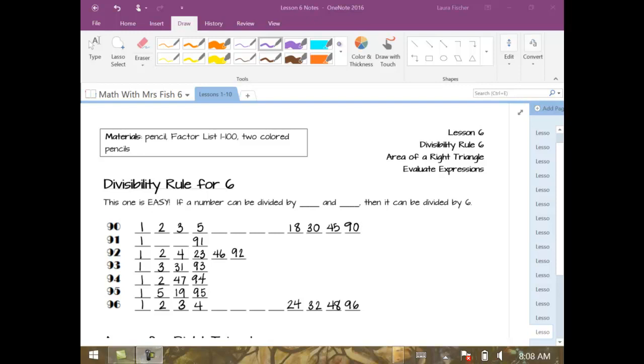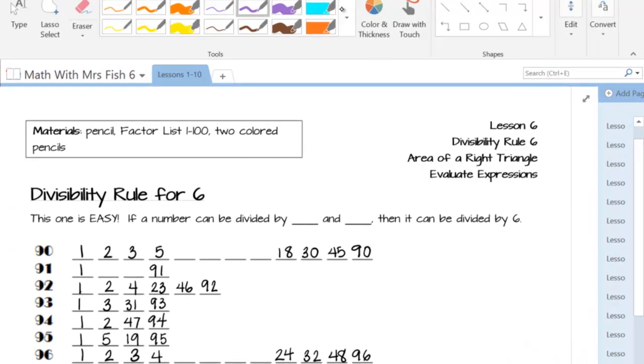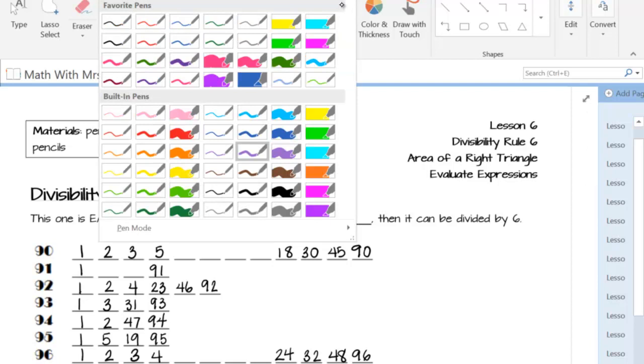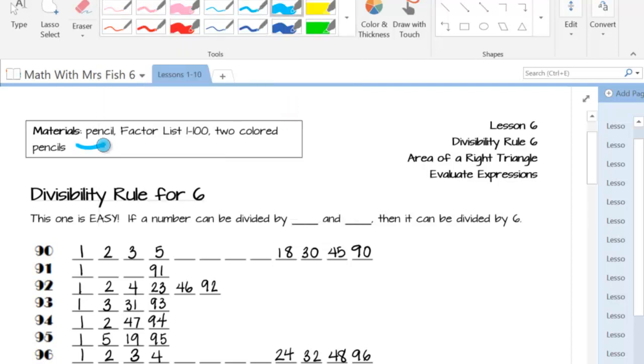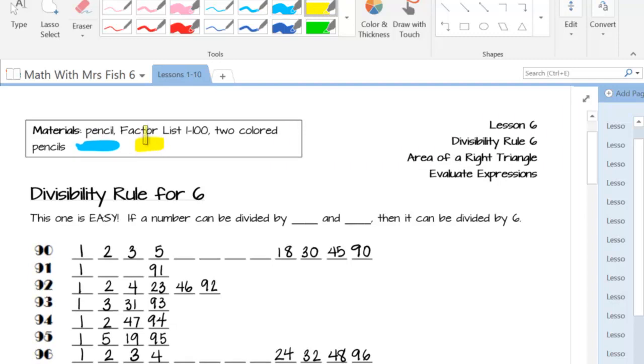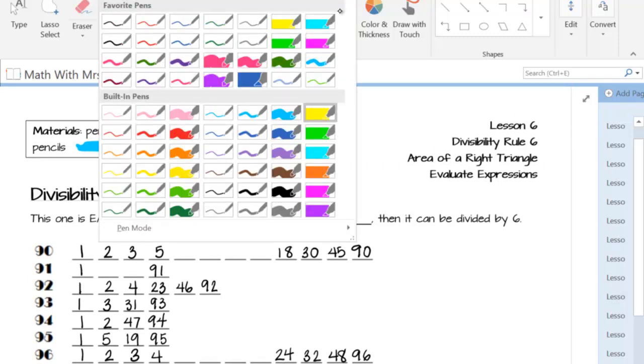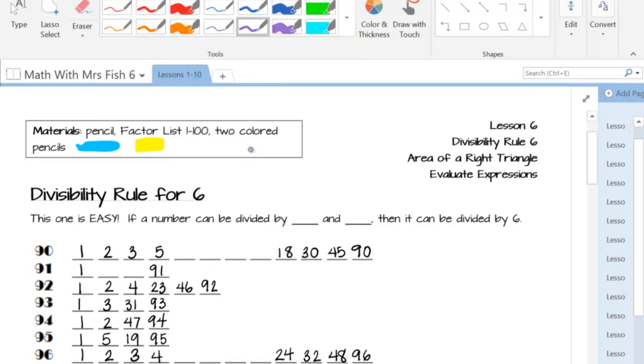Every time there's a lesson, there's going to be a materials list, and I do need to edit the one that I put into the OneNote program. We are going to need 2 different colored pencils, and I am going to suggest that one is blue and one is yellow. You'll see why in just a little bit.